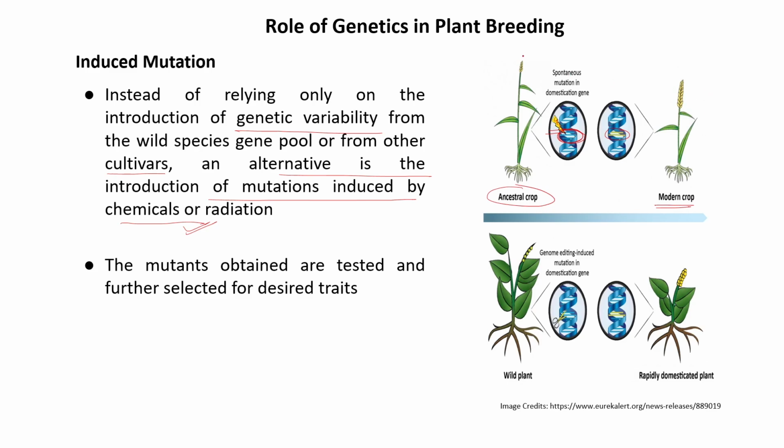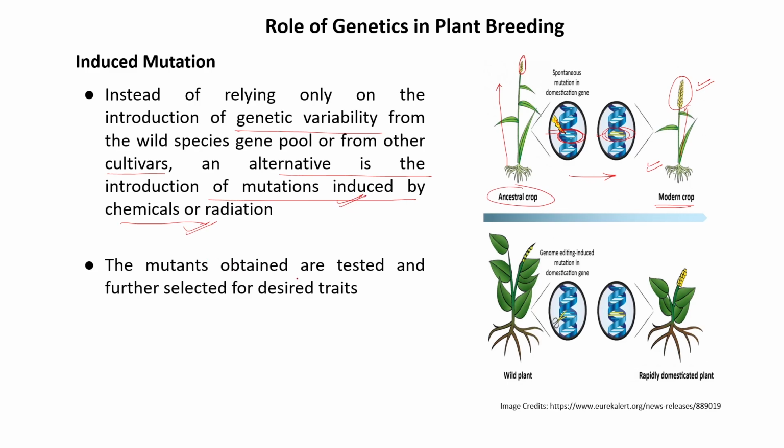Now you can see here the seeds are quite smaller and the plant is larger. But here the plant is smaller and the seeds are larger. So due to this mutation in the DNA, these changes can occur. So this is called induced mutation. We are causing this mutation in the plant with the help of some radiations or chemicals.